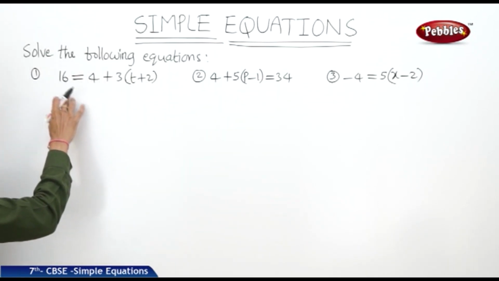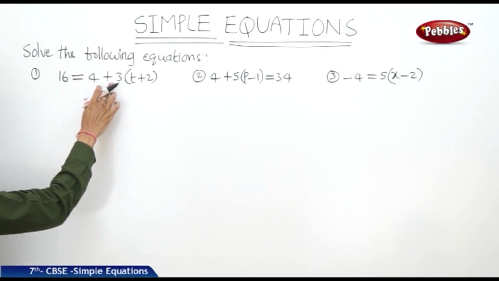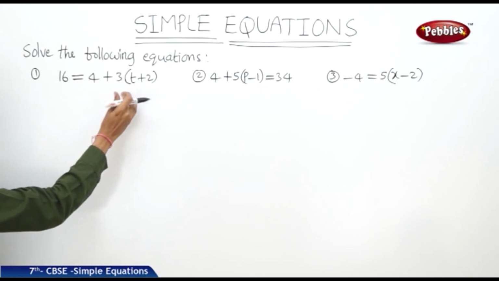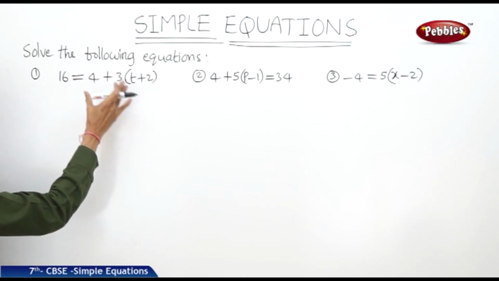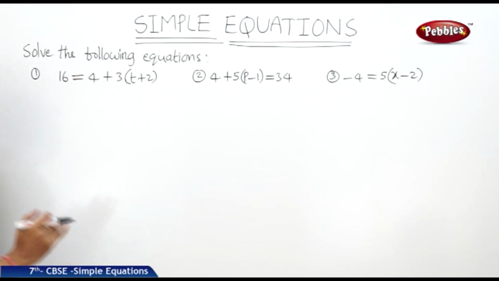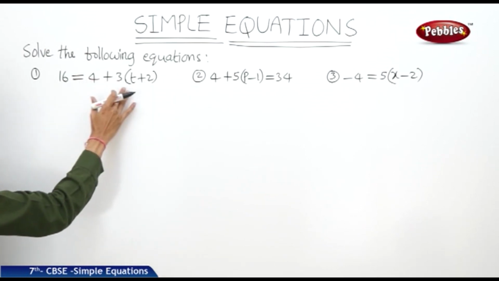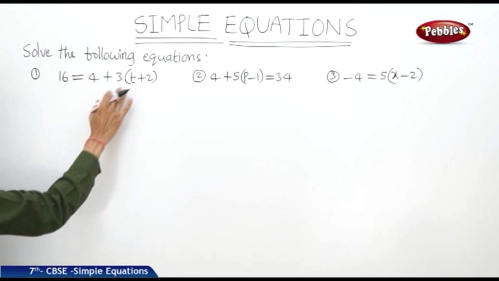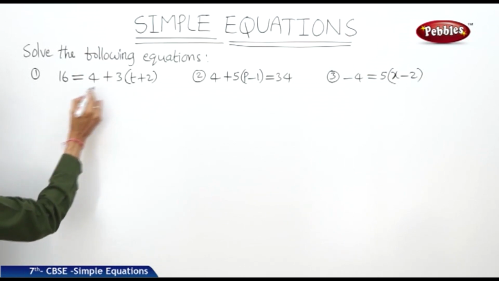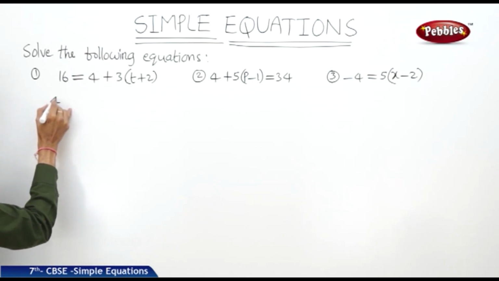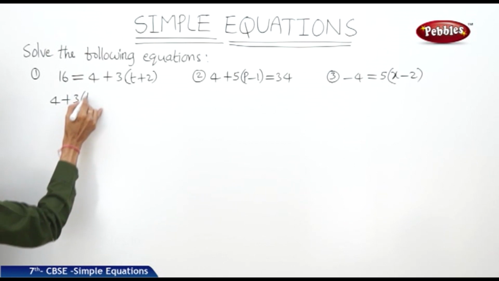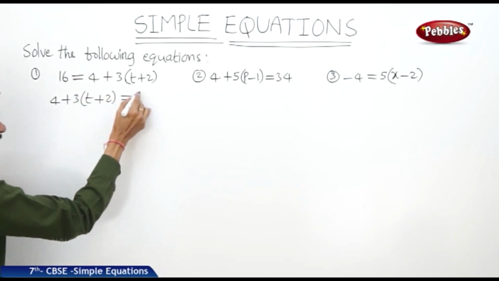Now let us solve some other simple equations. The first equation is 16 equals 4 plus 3 of t plus 2. Here t is present in the RHS, so we can interchange both LHS and RHS. When you interchange both sides, the equality does not change. It remains the same. So we can write this as 4 plus 3 of t plus 2 equals 16.